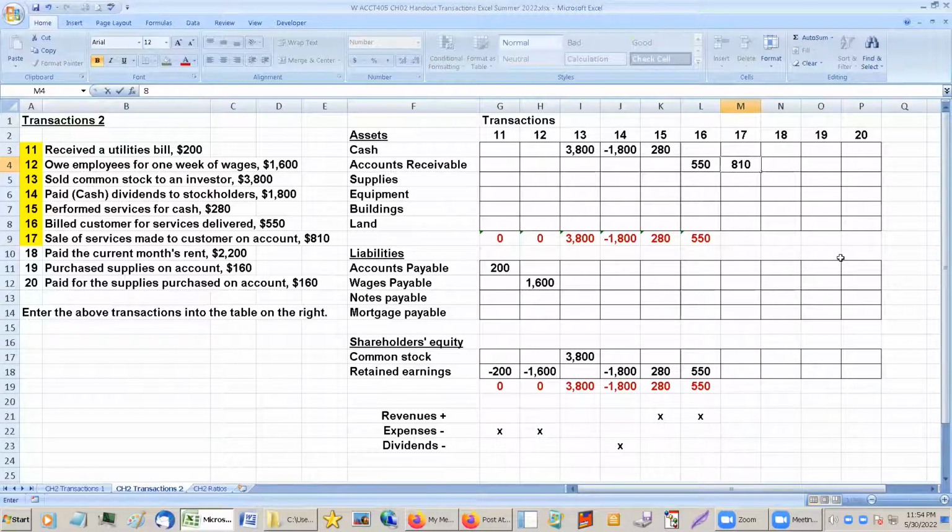Sometimes you'll have people say things in a different way in a book or something. But it's exactly the same thing. Sale of services on account. They haven't paid us yet. We still count it as a revenue because we did our part.